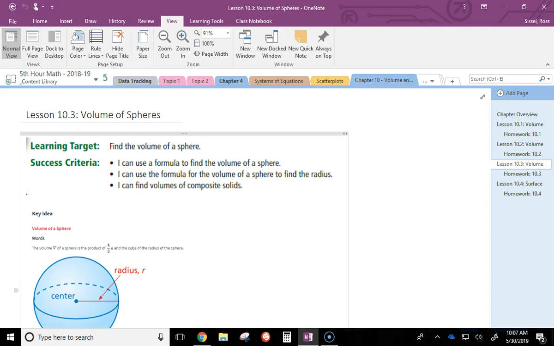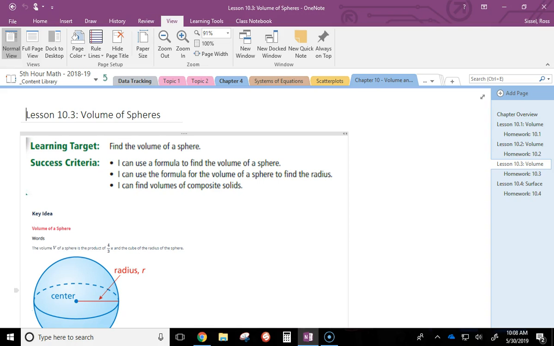So we did volume of cylinders, which is volume equals base times height. Base of the circle is what? How do you find the area of the base? Radius. Radius squared times pi. So for a cylinder, volume equals pi times radius squared times height.